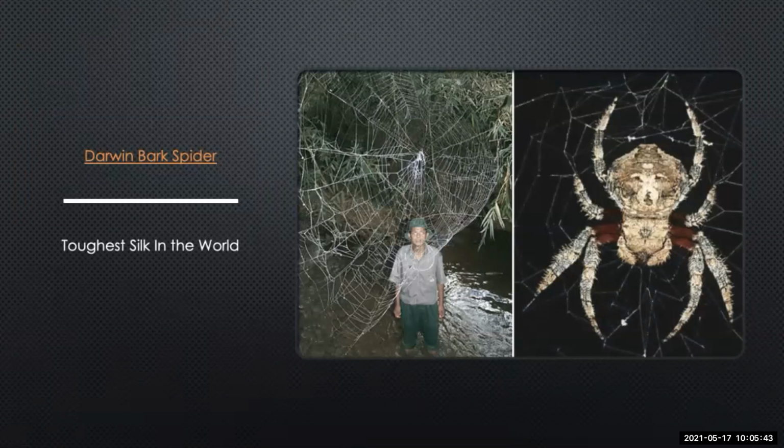All right, so I'm going to skip this just because we're running a little bit low on time since I was late. But if you'd like to learn about the strongest spider silk that there is on Earth, this is the Darwin bark spider. So this is a spider that's about the size of a quarter, and it makes webs that are somewhere around 25 to 70 feet long.